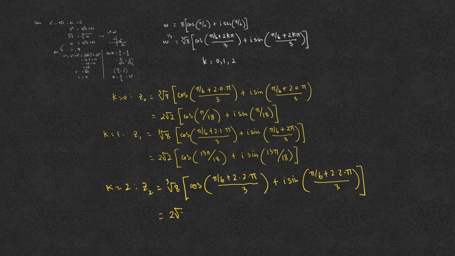This is 2 root 2 times the quantity cosine of pi over 6 plus 4 pi is 25 pi over 6. 25 pi over 6 divided by 3 is 25 pi over 18 plus i sine of 25 pi over 18. So we obtain all three solutions to the given complex equation.